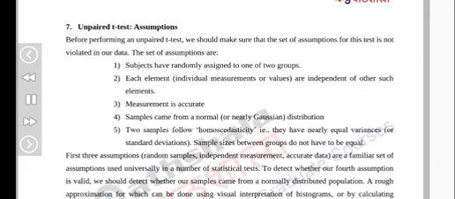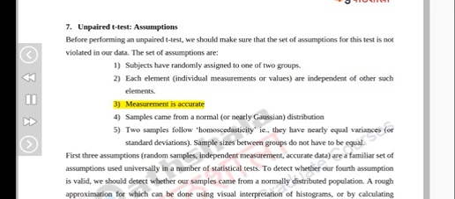7. Unpaired t-test. Assumptions. Before performing an unpaired t-test, we should make sure that the set of assumptions for this test is not violated in our data. The set of assumptions are: 1. Subjects have been randomly assigned to one of two groups. 2. Each element, individual measurements or values, are independent of other such elements.